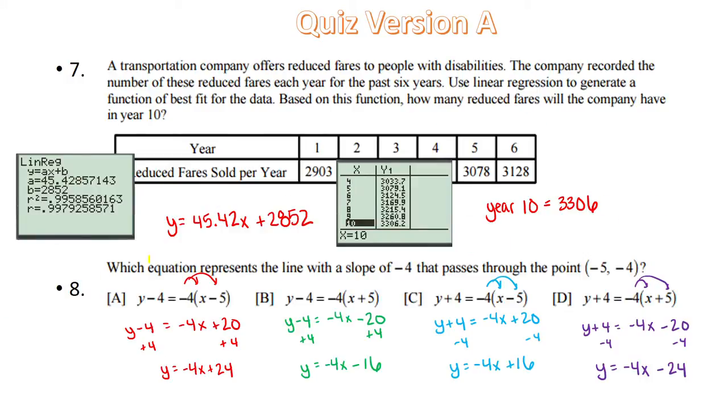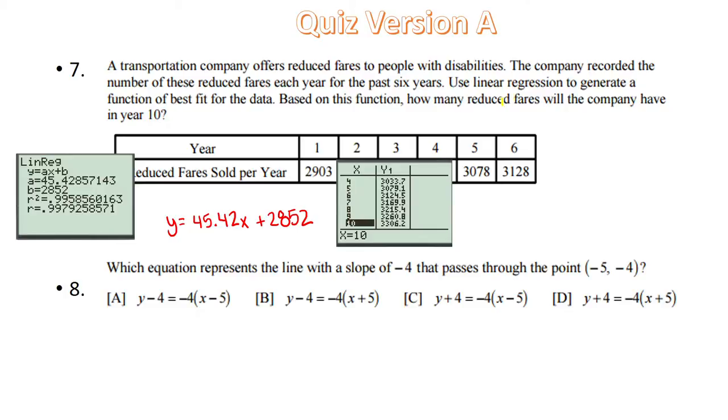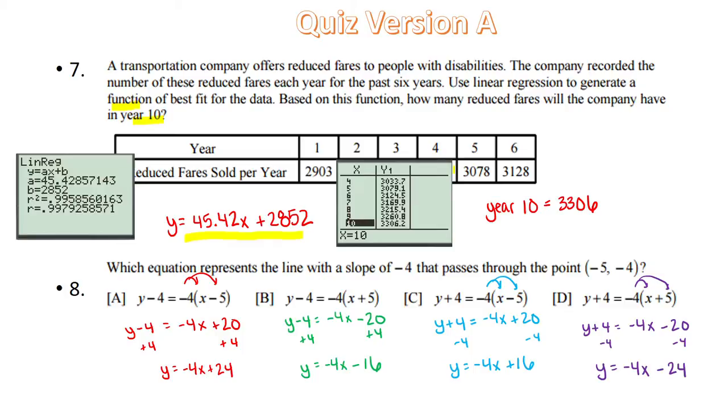Number 7, I'm asked to get the linear regression function and then predict year 10. So if I type in the stat, I'm going to write down the equation of 45.42x plus 2,852. Put that into my y equals key, look at your table, and in your table, you're going to scroll down to 10 to see 3,306. Now, since they're talking about fares, it makes sense to round the decimal point here.